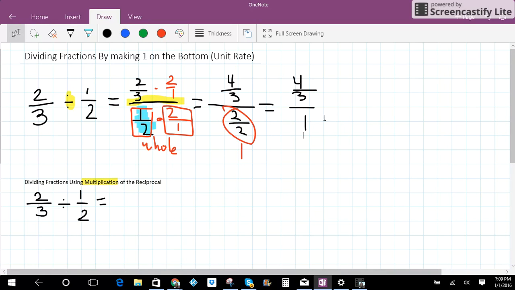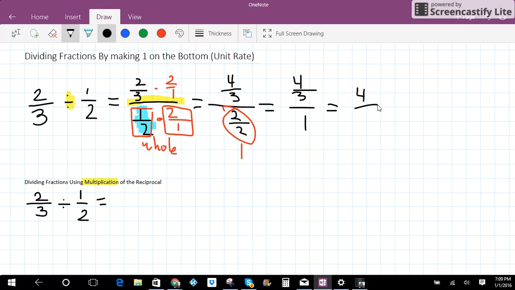So when we have 1 on the bottom, and again that 1 was the 1 whole that we created, we can actually ignore it. So our answer is only 4/3. So the first way, we started with 2/3 divided by 1/2, and we got 4/3 as the result.